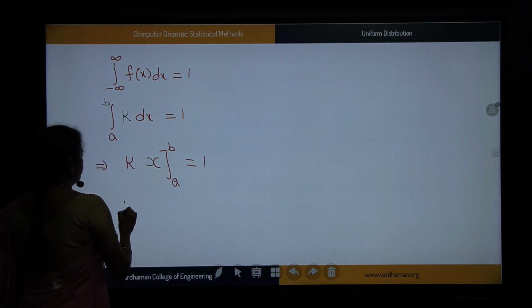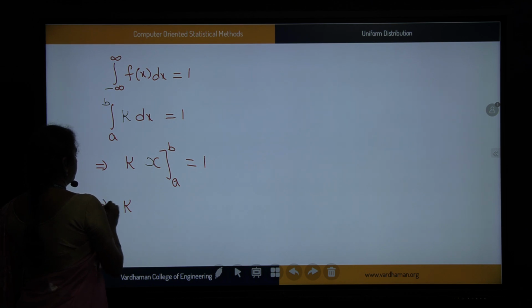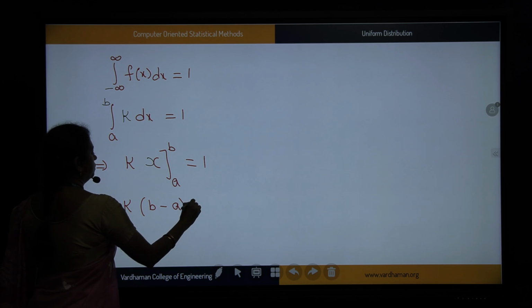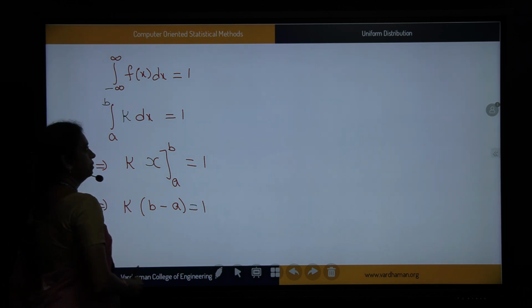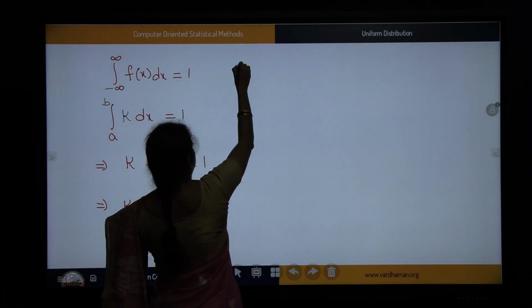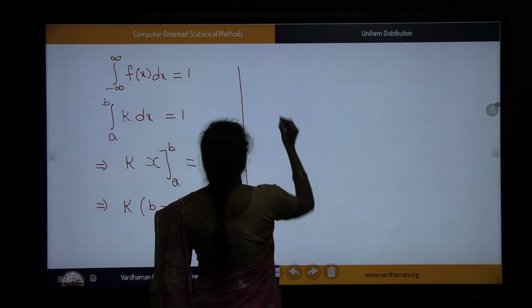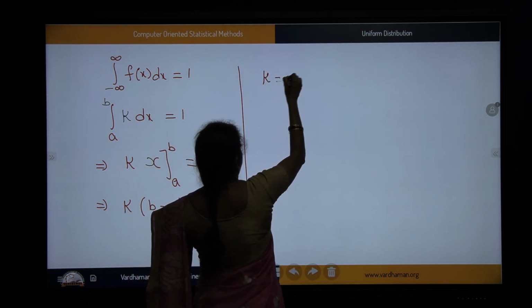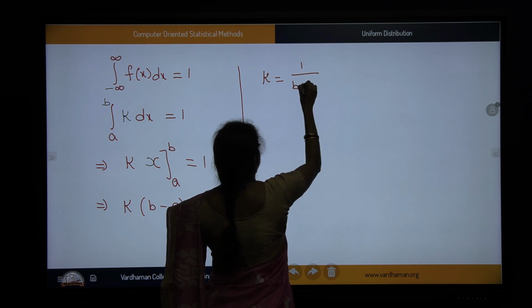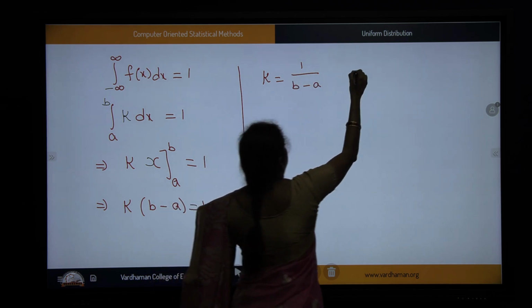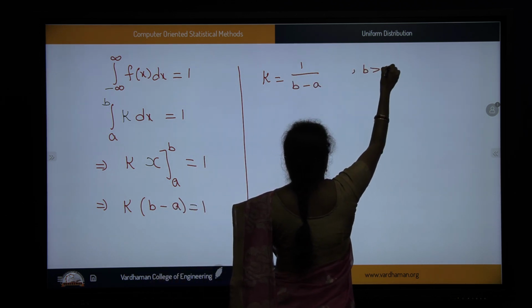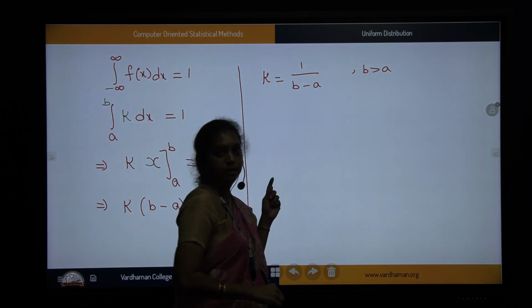Now we'll simplify this. Substituting, we have k times, with upper limit b and lower limit a, so k times (b minus a) is equal to 1. This gives us k equal to 1 by (b minus a), provided b is always greater than a, because k cannot be negative.